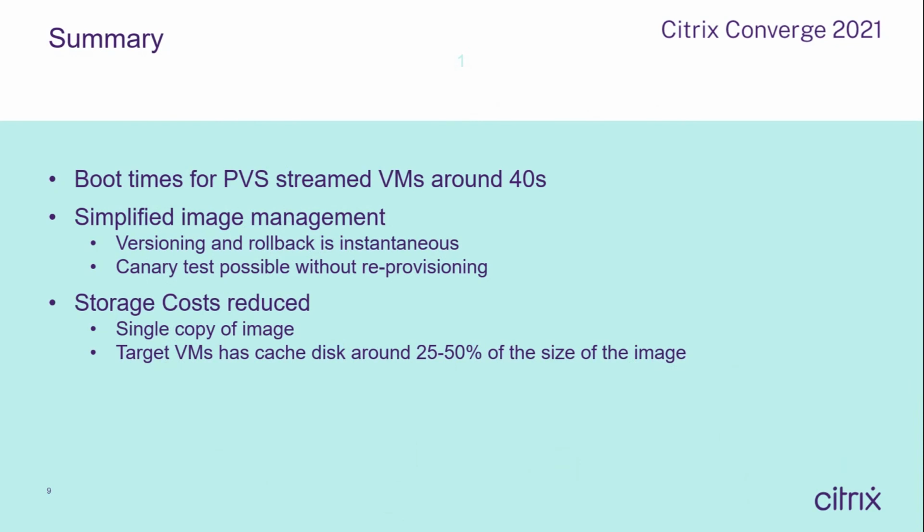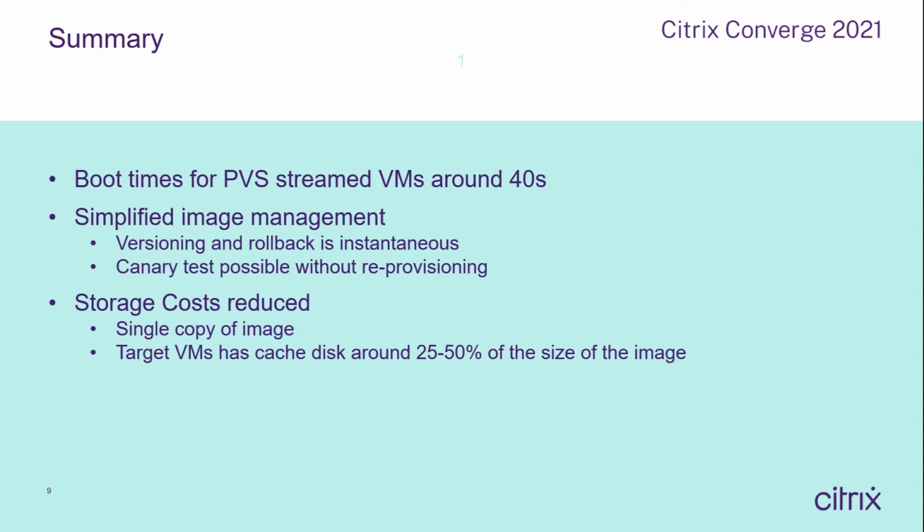So in summary, PVS on Azure gives you a really good way to provision and manage targets at scale. The boot times for those PVS stream VMs are around 40 to 60 seconds, which is a pretty good time.